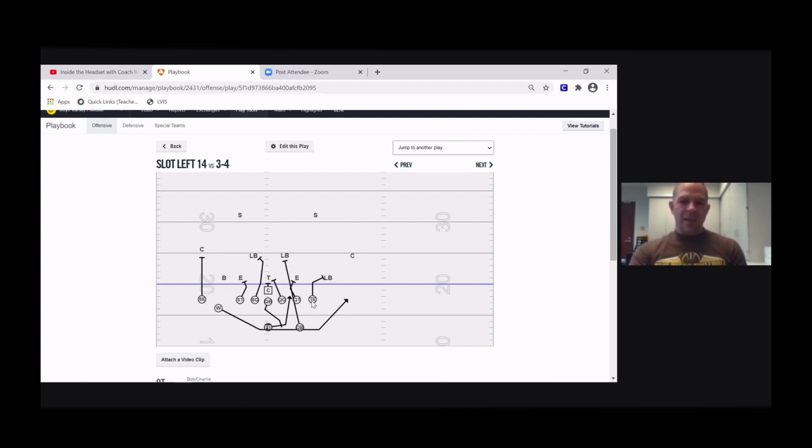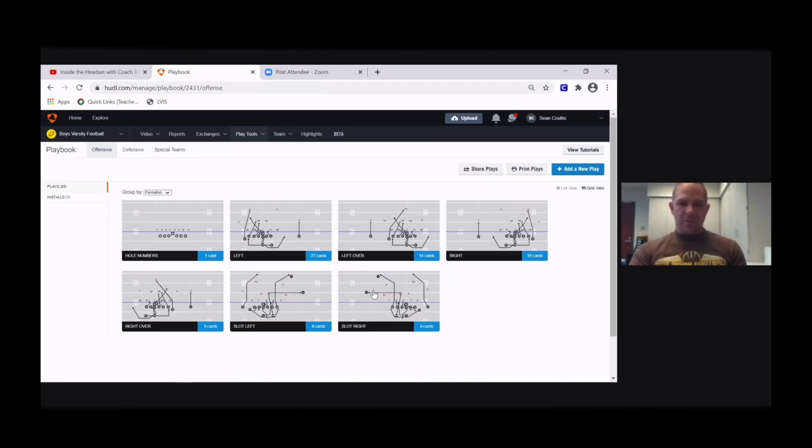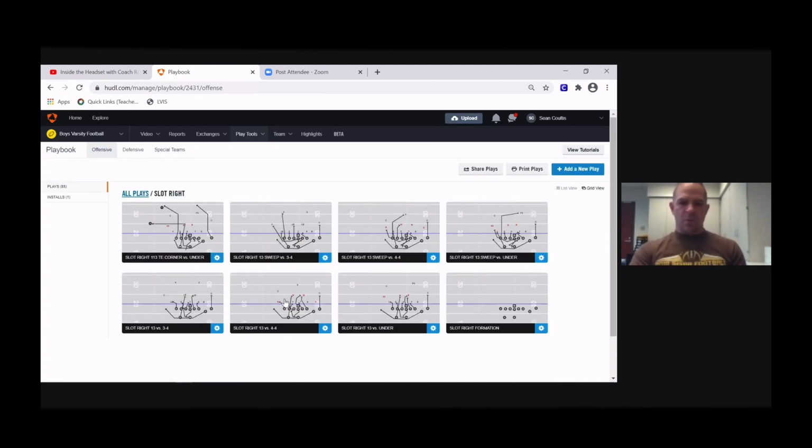Now, when you run belly out of slot, the tight end being there doesn't affect anything. It's still belly. All we're telling our tight end to do is block out on the first person to the outside. Okay, and I'll show you out of a different look here. Let's show it versus a 4-4.